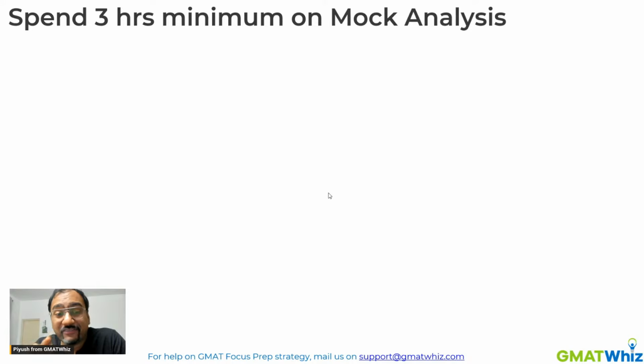So that is super important. I used to do that for every single mock I did. I remember when I was a student, I used to spend 2 to 3 hours on every mock, and that used to help me improve significantly from one mock to another. So that is a very important thing.